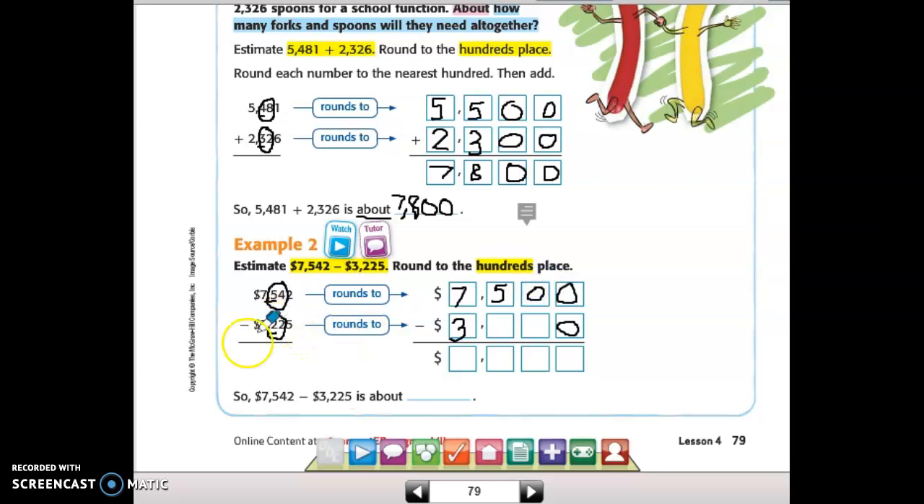And 22 on the number line with 20 and 30. 22 is closer to 20. So this one also rounds down.